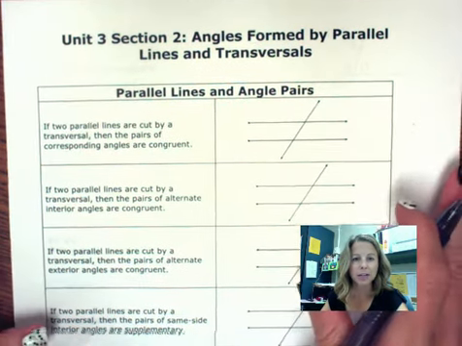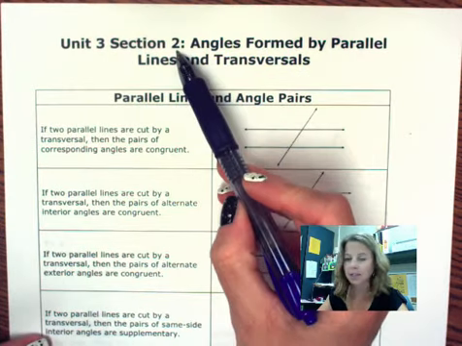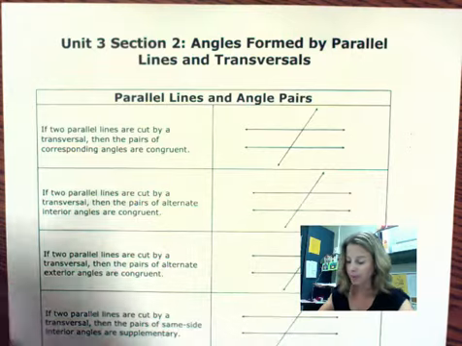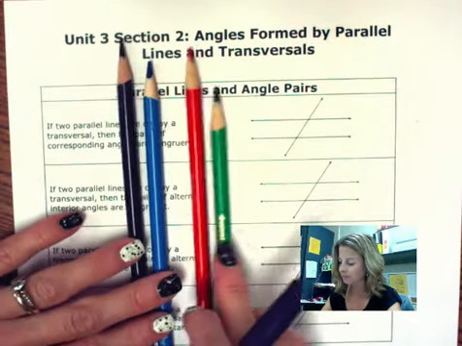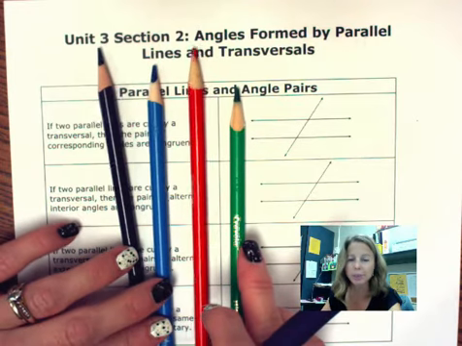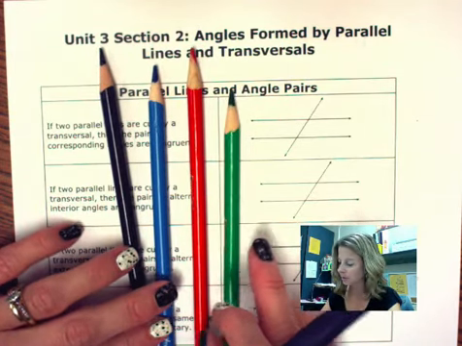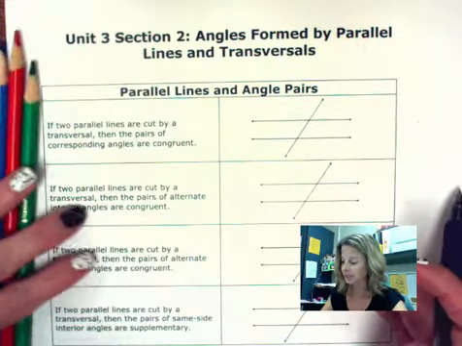Hello, we are looking at the next section of Unit 3 here, and it is Section 2, Angles Formed by Parallel Lines and Transversals. One thing I'd like you to have with you is 4 different colored pencils or markers or highlighters because I want to have you highlight some items on different angles here.